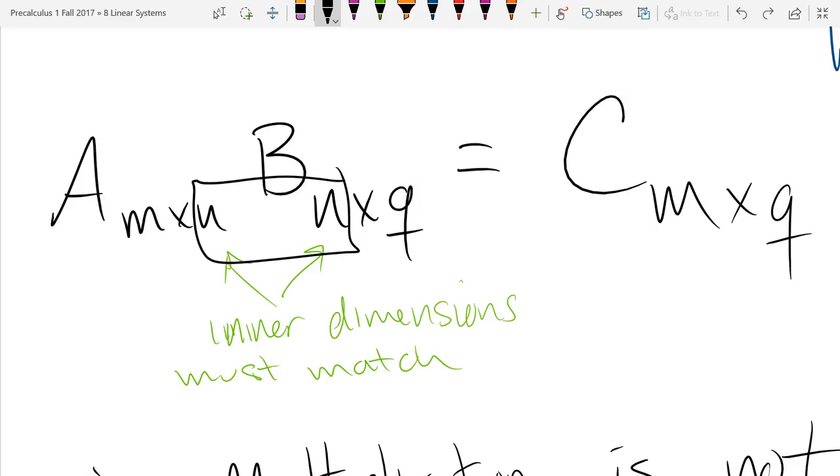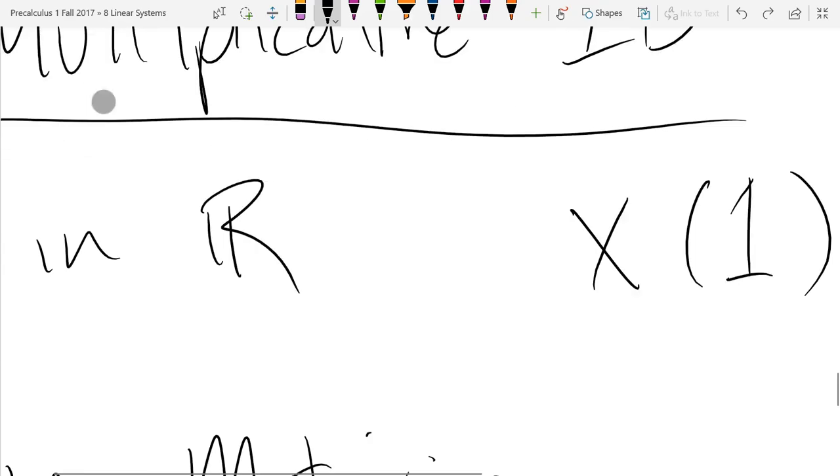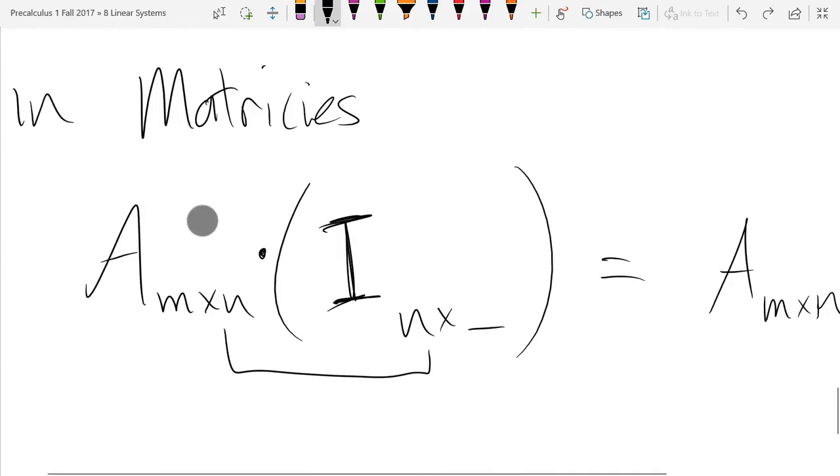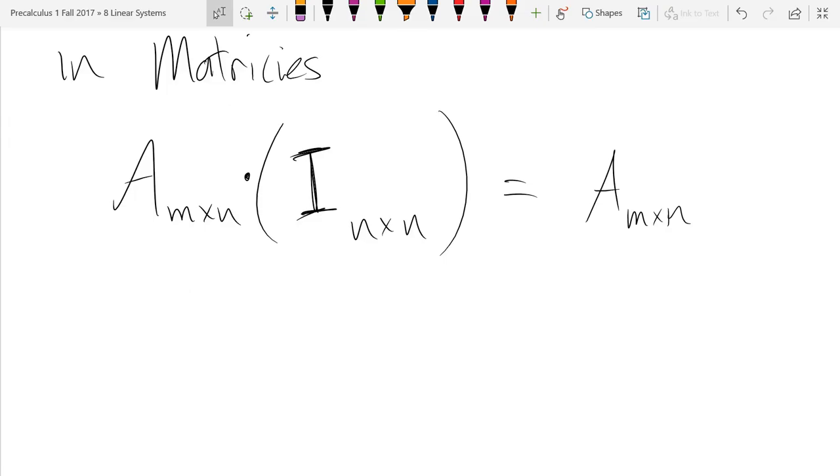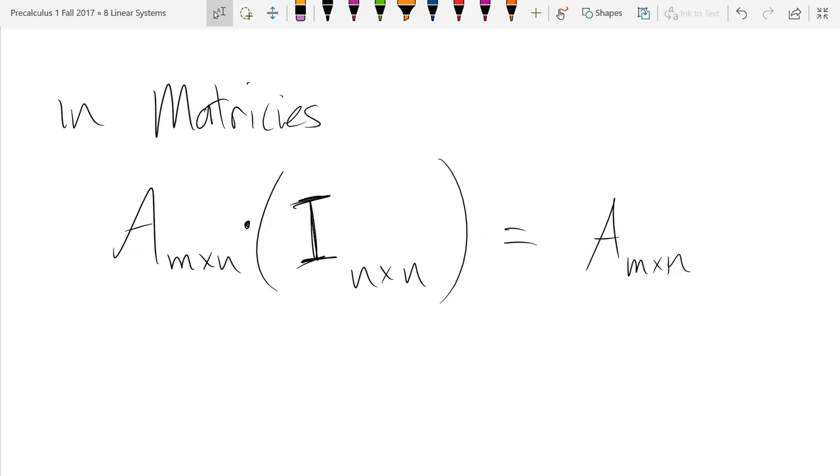So with that knowledge, let's go back. Our inner dimensions match. Now my outer dimension needs to be n. That means I need an n by n matrix to multiply by. Now, what if I switch orders? So this is what we call a right identity. So that's the right identity.